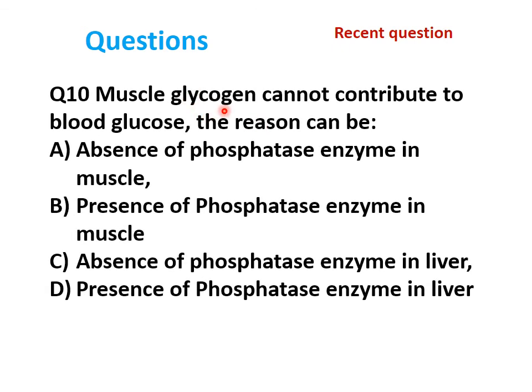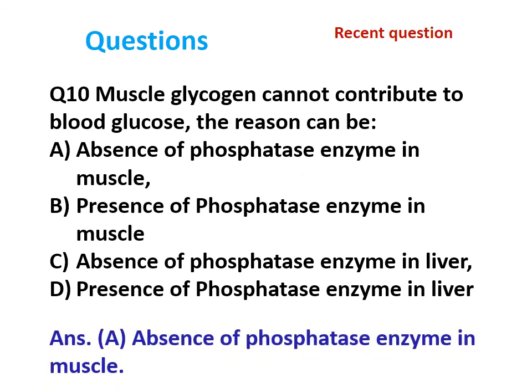Now the last question: muscle glycogen cannot contribute to blood glucose. The reason can be absence of phosphatase enzyme in muscle, presence of phosphatase enzyme in muscle, absence of phosphatase enzyme in liver, or presence of phosphatase enzyme in liver. Muscle glycogen cannot contribute because it does not have the phosphatase enzyme. So it is the absence of phosphatase enzyme in muscle.